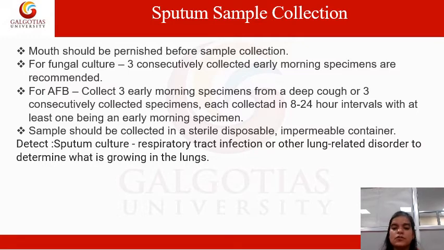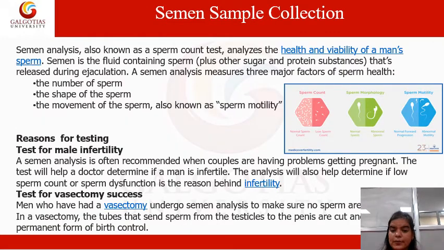So the sputum is from the deep lung. We have to make sure that it is coming fully and that we are giving a good sample, and that we are not having anything before giving the sample. This sputum is very helpful in order to detect respiratory tract infection, TB, or other important diseases. Now let's talk about semen collection.